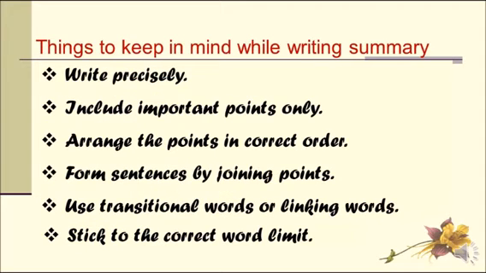Now you understood the steps to write a summary. But while writing this summary, you should keep certain things in mind. The first and foremost thing is you need to write precisely. I mean, exactly what the question is asking, you should write that much only. Include important points only. Extra, irrelevant information will be provided over there, but you are not supposed to write all those things. Only the main points you are supposed to write.